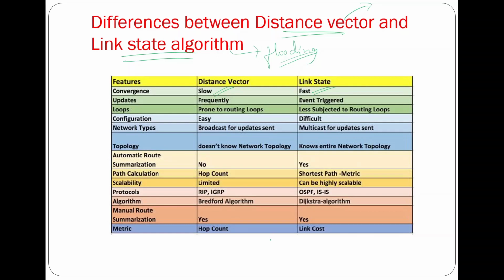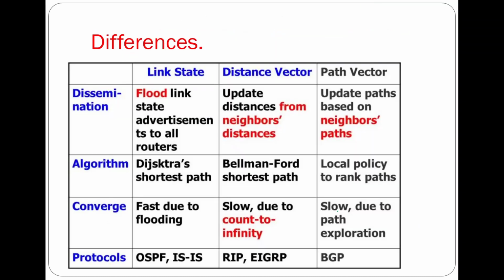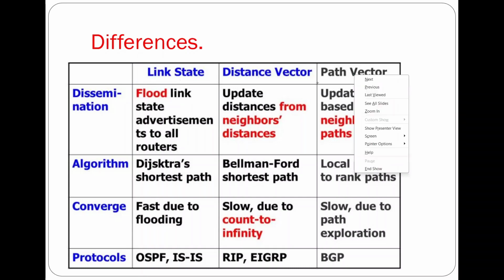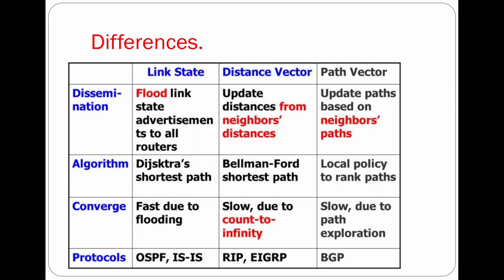What is the algorithm here? Distance vector follows the Bellman-Ford algorithm, whereas link state follows the Dijkstra algorithm. And these are the differences between link state, distance vector and path vector. You can see the different algorithms: Dijkstra, Bellman-Ford, and local policy to rank paths.